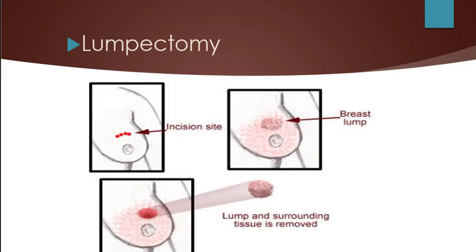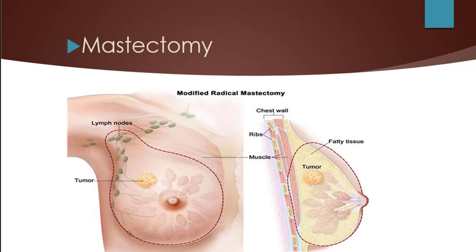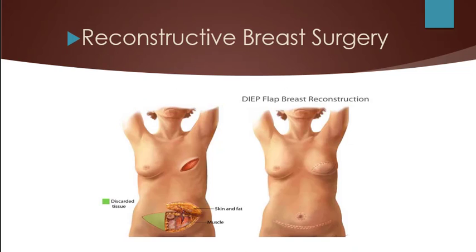The next is a lumpectomy. Excision of a small primary breast tumor and some of the normal tissue that surrounds it. This is generally the first step in finding a breast tumor. Mastectomy is a complete or partial excision of one or both breasts.